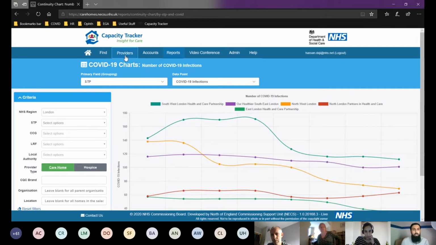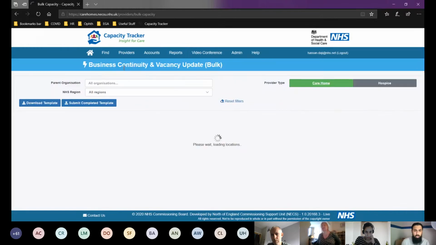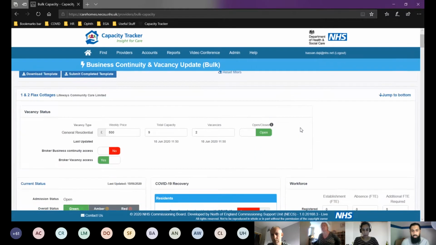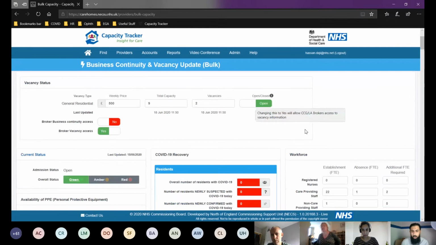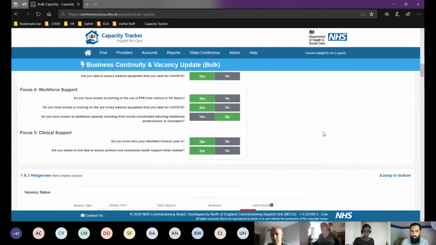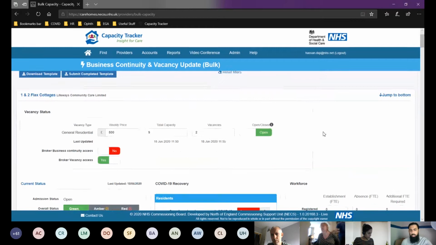Yeah. So the one thing we had a question on in the national Q&A today was around how care homes are updating the business continuity and vacancy information. When providers go into this section, whether they are a care home or a community provider, they're confronted with this screen, which has all the information that they need to complete on one screen. So this is what it would look like for one care home.